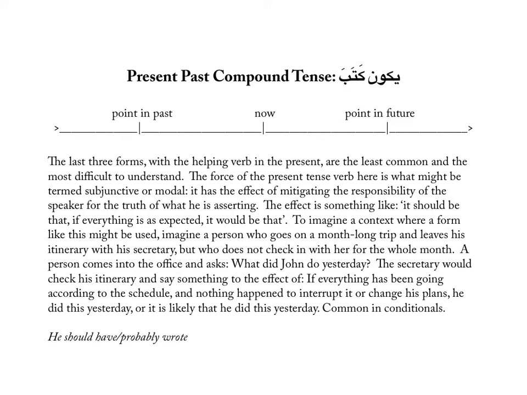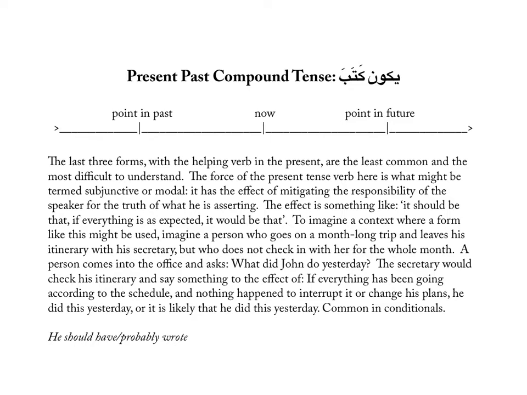So the last three forms with the helping verb in the present are the least common and the most difficult to understand, but they do exist. The force of the present tense verb here is what might be termed subjunctive or modal. It has the effect of mitigating the responsibility of the speaker for the truth of what he's asserting. The effect is something like, it should be that. If everything is as expected, it would be that.